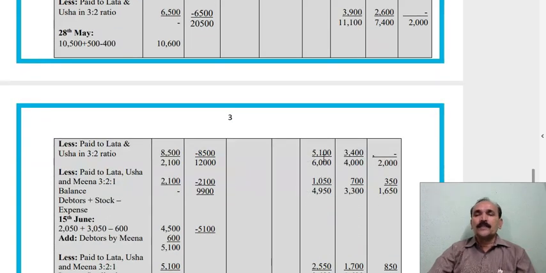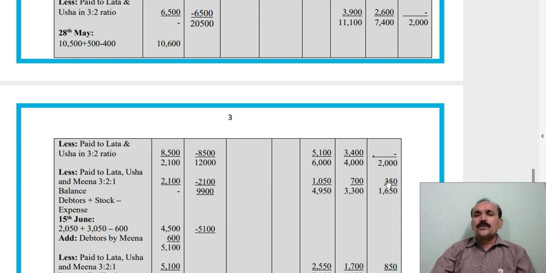After the payment of 5,100, 6,000 remaining balance due for Lata. For Usha, remaining balance is 4,000 after payment of 3,400. And in the column of Meena, 2,000. Cash available balance 2,100 is paid to all partners Lata, Usha and Meena in the ratio 3:2:1. Deduct from 2,100 cash available, balance will be nil. Deduct 2,100 from 12,000, due is 9,900.